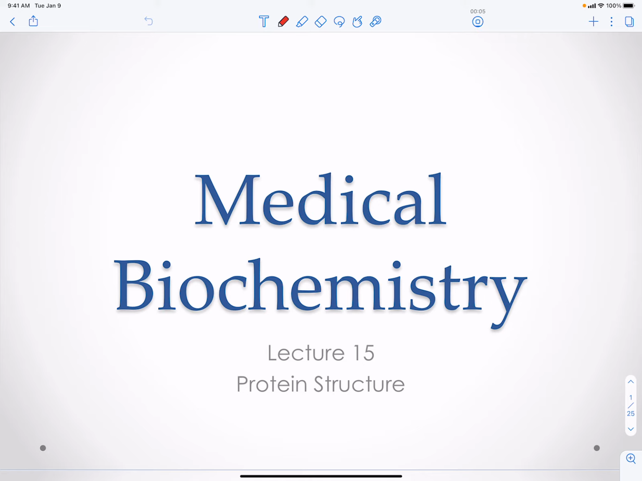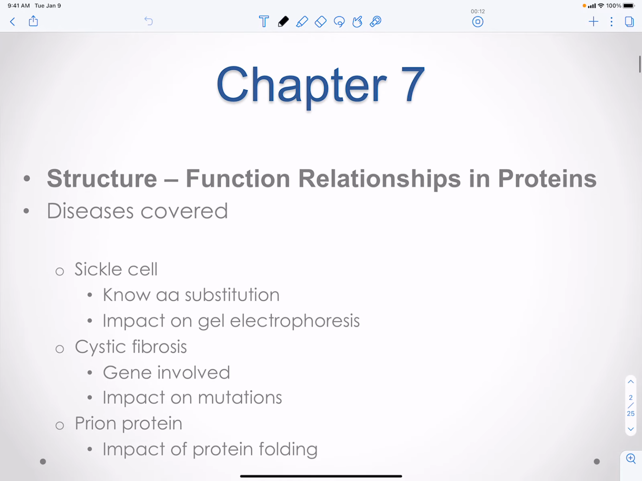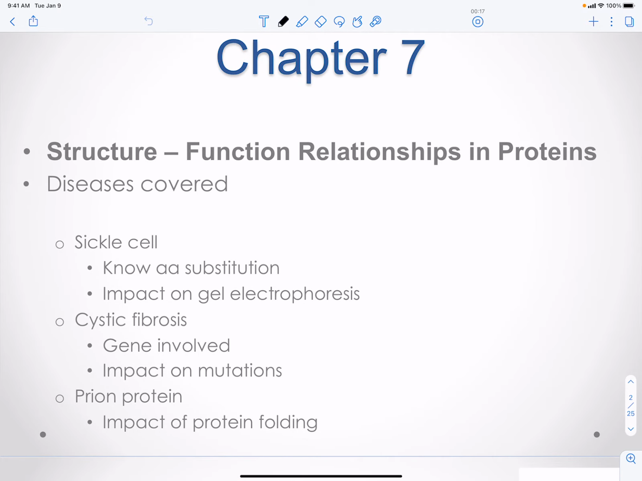Okay, for this next lecture, we are going to start talking about protein structures. We've already talked about what proteins are, and here we're going to show how structure and function go together. Some of the diseases I will be covering are sickle cell anemia and cystic fibrosis, as well as talking a little bit about our prion proteins.